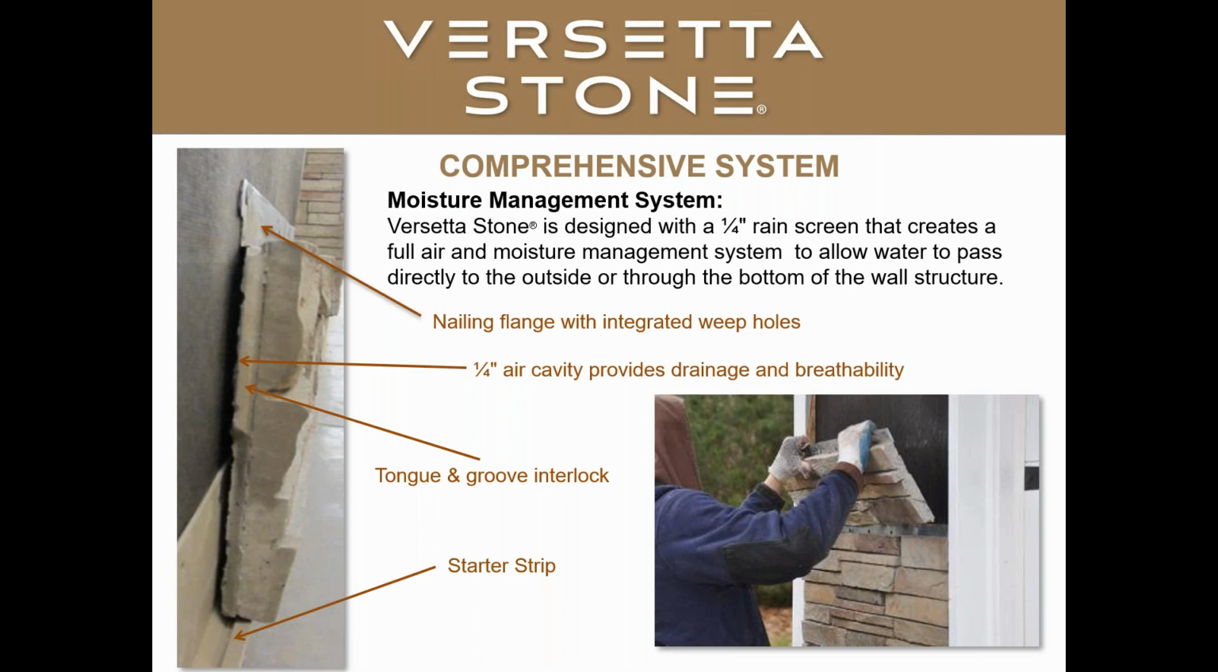Versetta Stone goes through a test called the water drainage efficiency test. Now in that test, what they do is they literally will spray water at the wall and then collect it down below. So they do that for about 75 minutes. They collected the water for Versetta Stone and found that 97% of the water went through the system exactly how it's planned to do. The other 3% was absorbed by the stone itself, which will be released later through evaporation, when the sun hits it, the wind hits it, whatever.